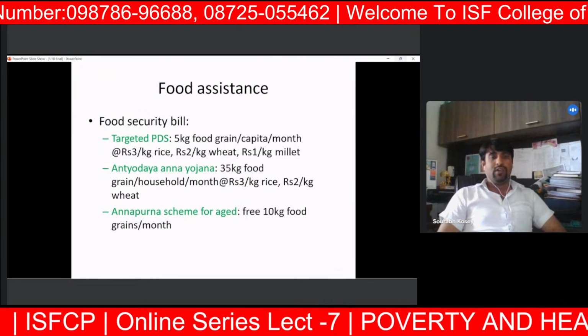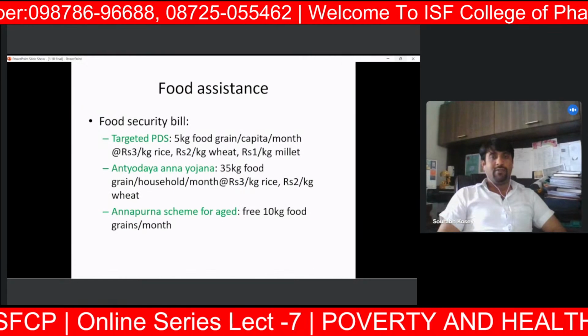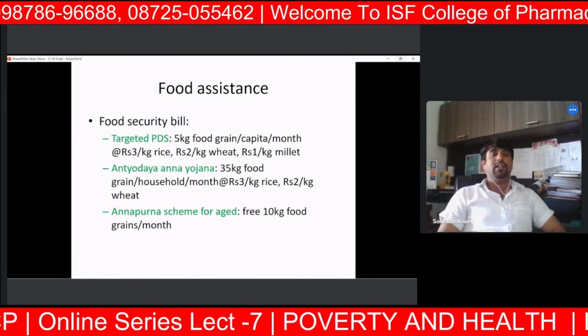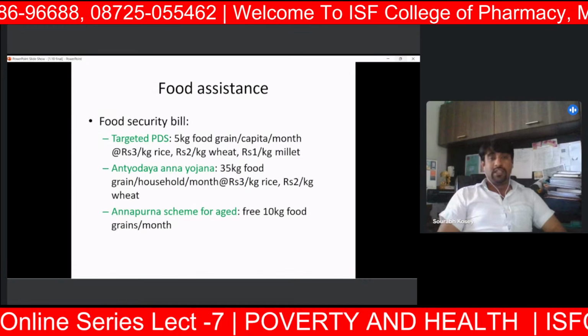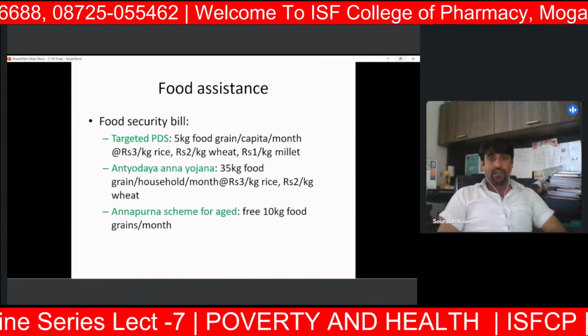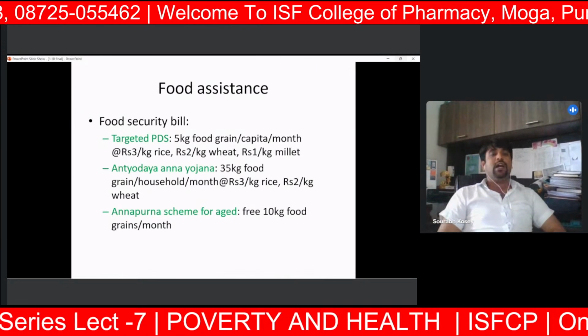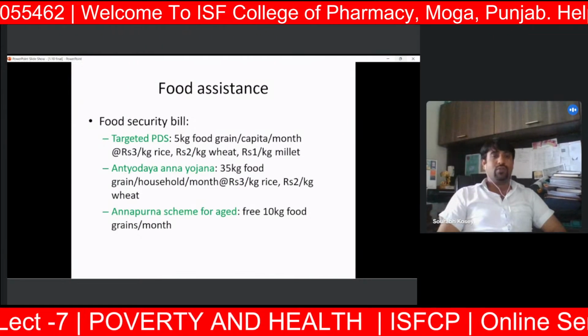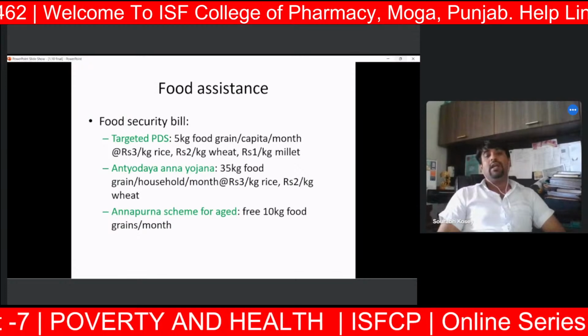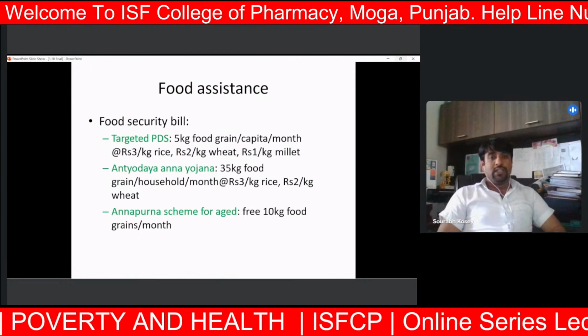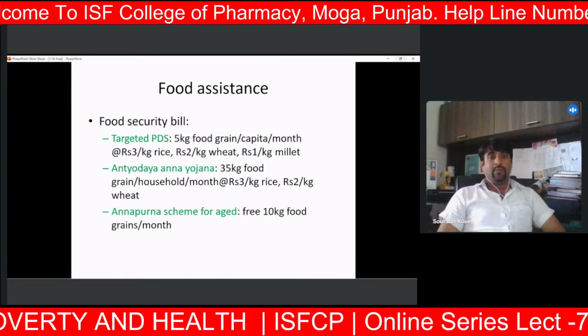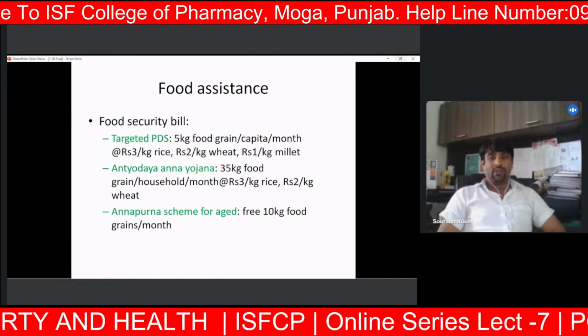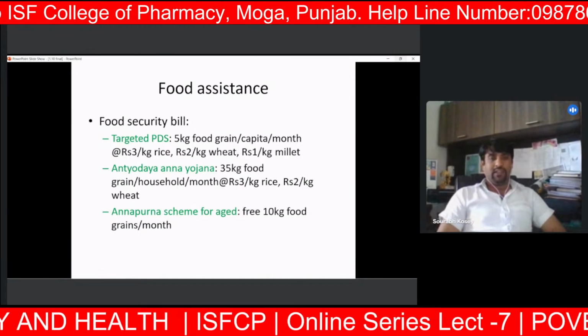Food assistance: the food security bill, targeted PDS, 5 kg of food grain per capita per month at the rate of rupees 3 per kg for rice, rupees 2 per kg for wheat, rupees 1 per kg for millet. Antyodaya Anna Yojana: 35 kg of food grain per household per month, rupees 3 per kg rice, rupees 2 per kg wheat. Annapurna scheme provides free 10 kg of food grains per month.